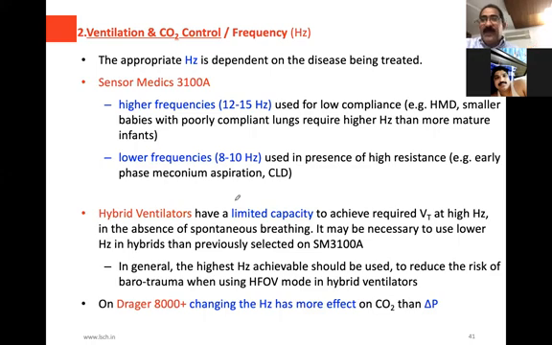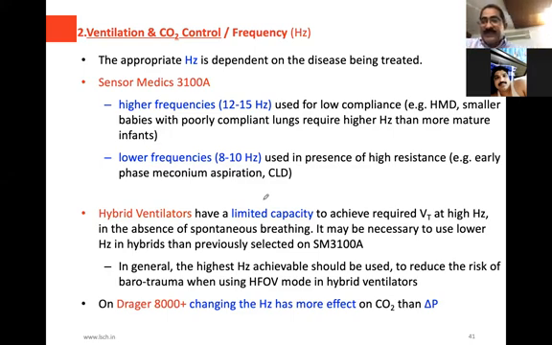Here in the SensorMedics, what we need to understand is higher frequencies of 12 to 15 are used in low compliance, like HMD, and smaller babies with poorly compliant lungs. They require higher frequency than more mature infants. These are the easier babies. Whereas lower frequencies of 8 to 10 hertz are used in the presence of high resistance or early phase meconium aspiration, bad chronic lung disease or bad lungs. The sicker the lung, the more difficult to ventilate, you need to use lower frequencies. As I said, not only 8 to 10, you could even go down further.